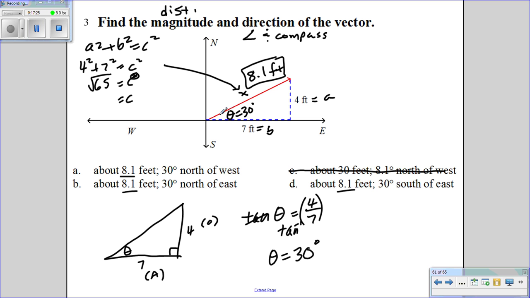All right, now this 30 degrees is closest to east, and it is above east, so it's north of east. So my final answer, if I look here, it looks like B is my correct answer. It's about 8.1 feet, which is what we got using the Pythagorean theorem. 30 degrees, which is what we got using our inverse function here. And north of east is the compass direction.